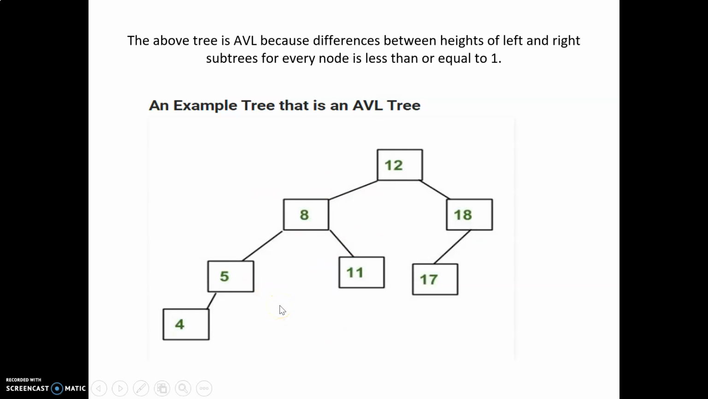Otherwise, we have to make it balanced by doing certain rotations. So in this, we have to find the balancing factor of every node. And if the balancing factor of all the nodes is 0, 1 or minus 1, then the tree is already balanced. We will not perform any kind of rotations. Whereas if the tree is unbalanced, we are going to perform rotations based on the node which is unbalanced.